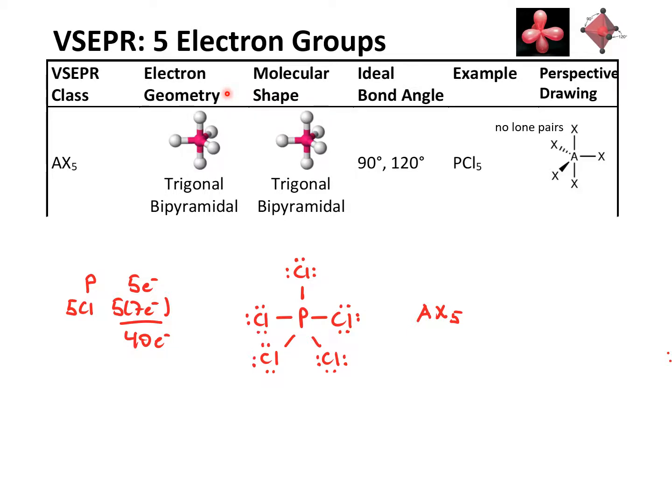Now we can see from our table that for 5 pairs of electrons, the electron geometry will be trigonal bipyramidal. And in this case, because we have no non-bonding electrons surrounding the central atom, the shape of the molecule is identical to the electron geometry, and therefore is also trigonal bipyramidal. And in this case, the bond angles between the atoms are 90 degrees and 120 degrees, respectively.